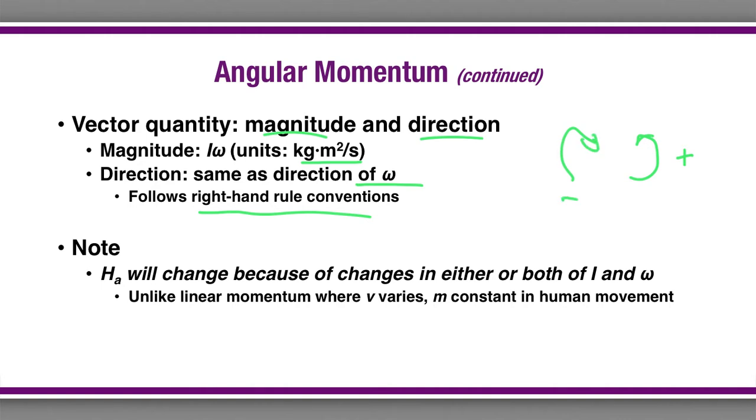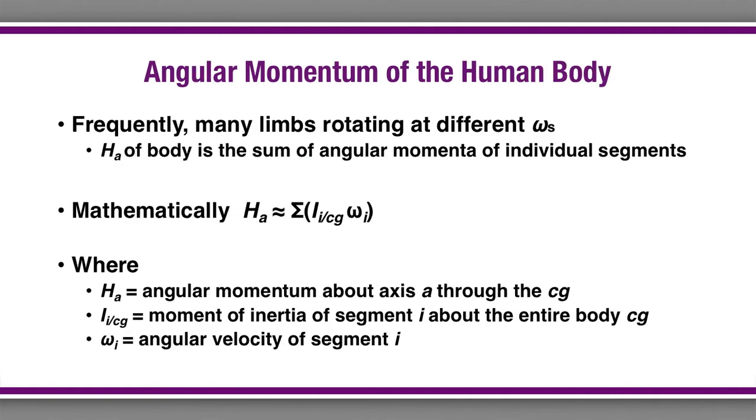It is important to note that angular momentum will change because of changes in either inertia or angular velocity. So unlike linear momentum, where linear velocity varies, m is constant in human movement.